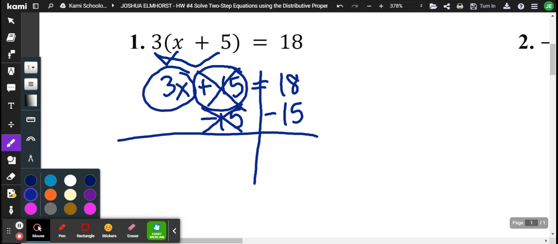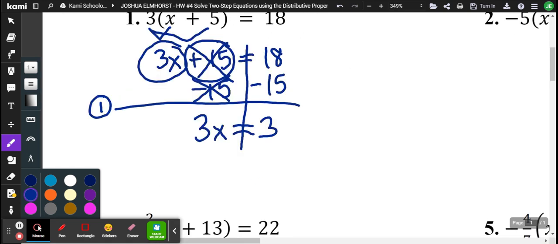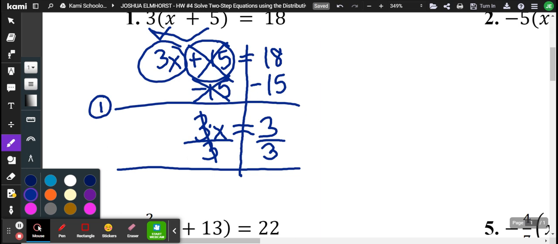That will cancel the adding of 15 to the variable. Then we bring 3x down to step 2, and 18 minus 15 will give us 3. So that was step 1. Now we're going to move on to step 2. 3 is multiplying x, so we're going to divide both sides by 3 as the inverse, so we can isolate the variable x by itself. So now we have x on the left side equal to 3 divided by 3, which is 1. So that's the two-step process as we go down through this.